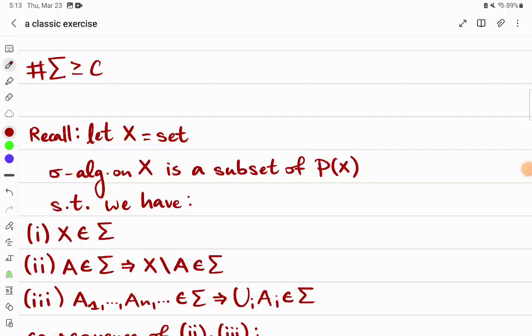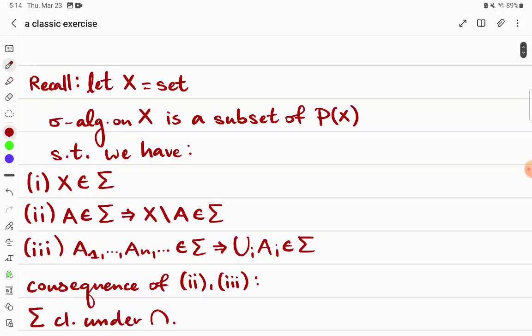Hi everyone, and in this video I'd like to quickly go over a classic exercise in analysis, namely measure theory, and it states that any infinite sigma algebra on a set has cardinality at least that of the continuum. So I'll go over very quickly the relevant definitions here, and then delve into the proof of this statement.